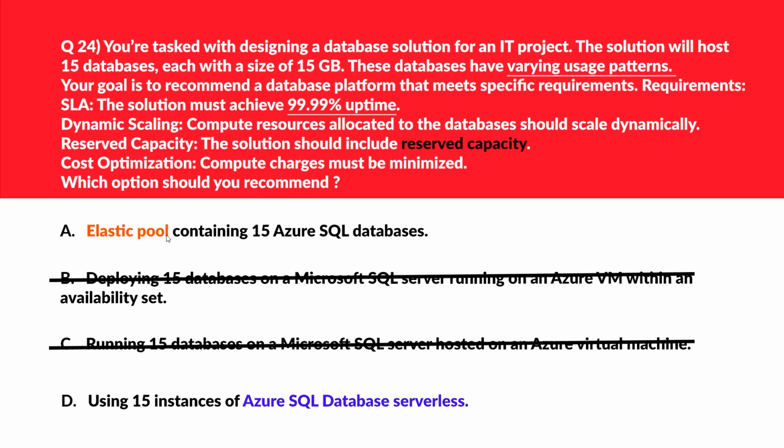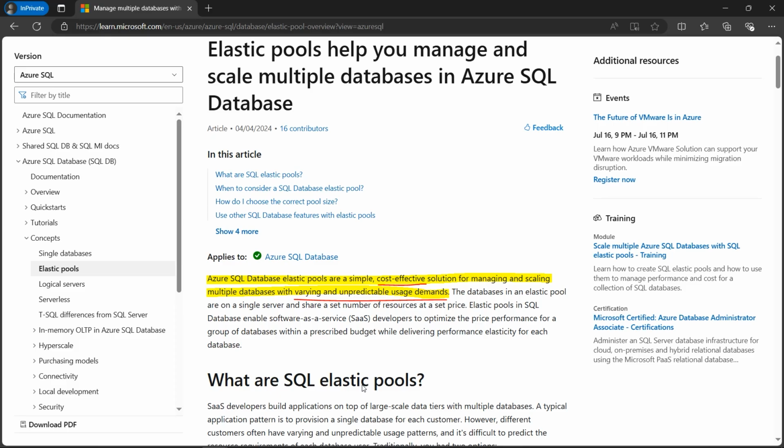Now between option A and D, we got to choose a better option. Since elastic pool can provide better reserved capacity, therefore this looks good when compared to Azure SQL Database Serverless. Therefore we'll reject option D on the basis of reserved capacity and keep option A. If you look at the official documentation for elastic pools, it's mentioned Azure SQL Database elastic pools are simple, cost-effective solution for managing and scaling multiple databases with varying and unpredictable usage demands. We'll lock option A as the correct answer.